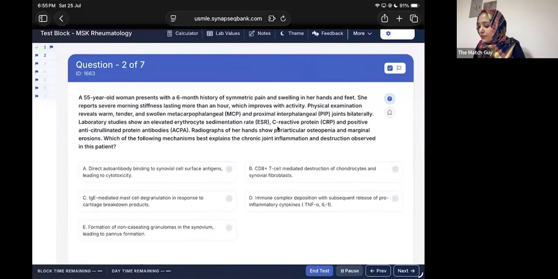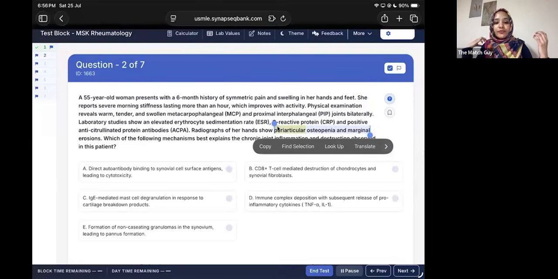Okay, let's see the next question. Which of the following mechanisms best explains the chronic joint inflammation and destruction observed in this patient? A 55-year-old woman presents with a 6-month history of symmetrical pain and swelling in her hands and feet. She reports severe morning stiffness lasting more than an hour, which improves with activity, okay? There are warm, tender, swollen MCPs, metacarpophalangeal, and PIP joints bilaterally. Elevated erythrocyte sedimentation rate, so it's an inflammatory condition. CRP is also high. Positive anti-citrullinated protein antibodies. We did the x-rays. There's periarticular osteopenia and marginal joint erosions.